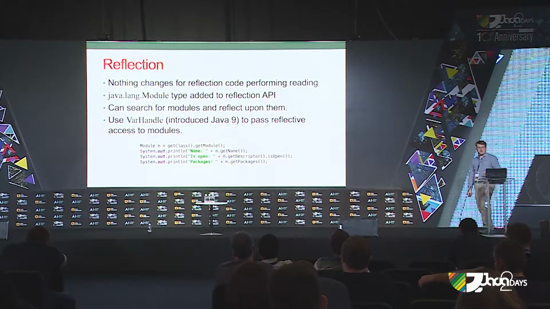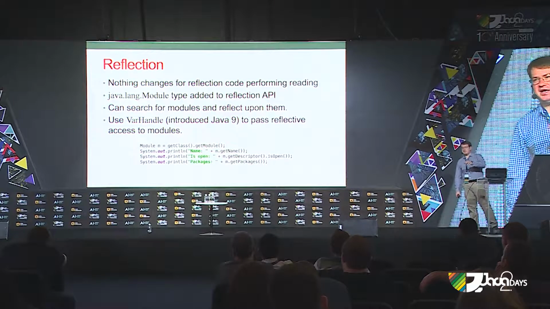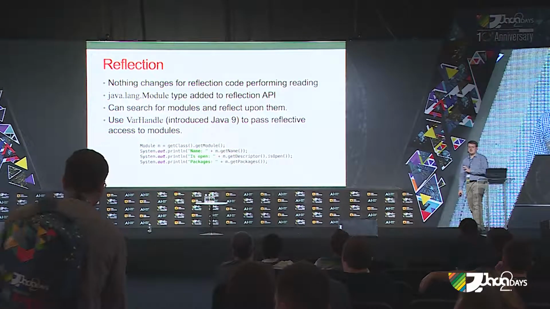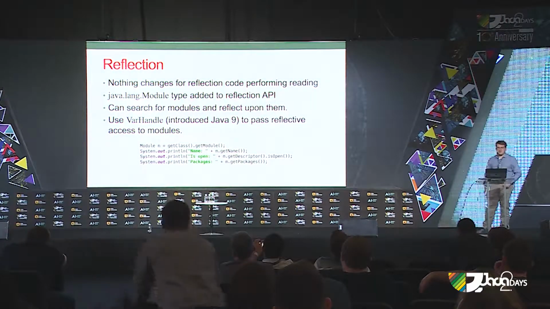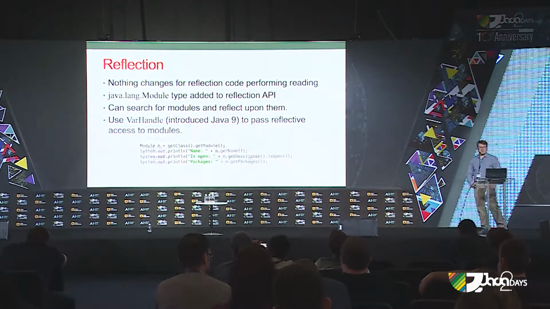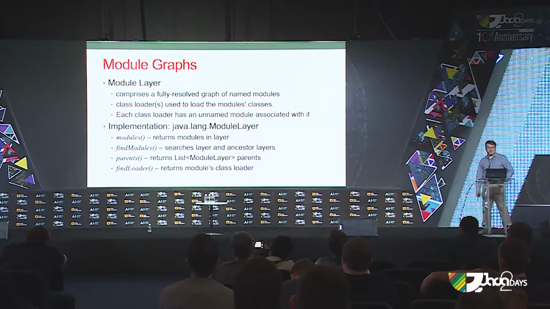And if you're dealing with some of the more complex cases with reflection, where you're trying to pass down reflective access, you can use something that was added in Java 9 called VarHandle for handling this. This is more of an advanced topic, but if you're doing more in-depth stuff with reflection, look at VarHandle. This might make your life a little bit easier.